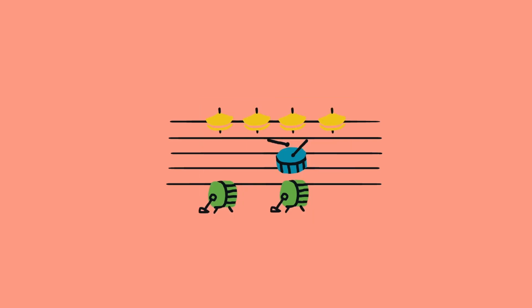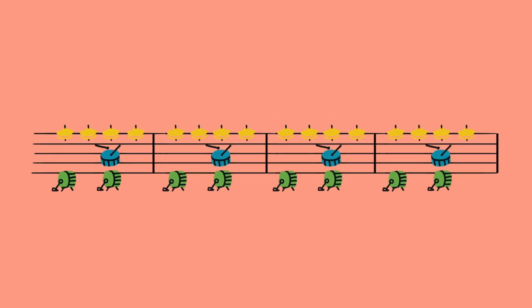A 1 measure cycle has strong and weak beats. 1 and 3 are strong, 2 and 4 are weak. And a 4-bar cycle has strong and weak bars. Bars 1 and 3 are strong, and bars 2 and 4 are weak. So all else being equal, an idea sung on a strong bar will have more emphasis than an idea sung in a weak bar. And these emphases are additive.